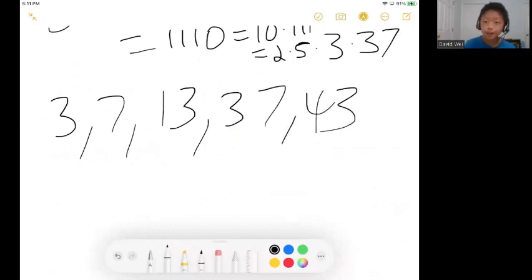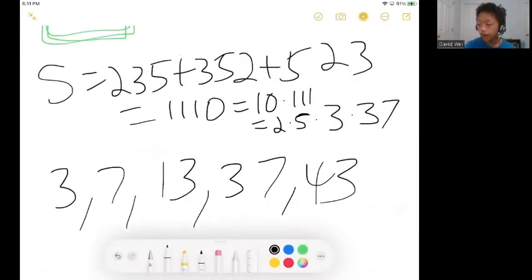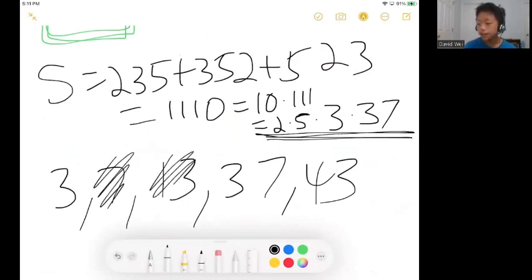We can immediately eliminate 3 of the choices because when S is 1110, we have 2 times 5 times 3 times 37. Clearly 7 is not a factor, 13 is not a factor, 43 is not a factor. So our only possible answers for this problem are either 3 or 37.